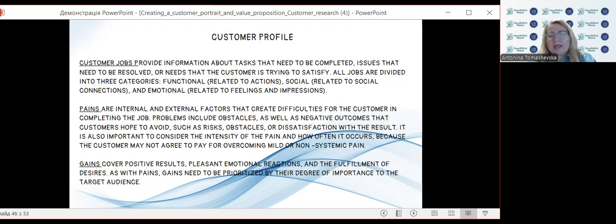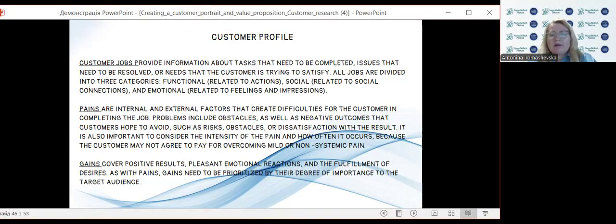Pains. Pains are internal and external factors that create difficulties for the customer in completing the jobs. Problems include obstacles as well as negative outcomes that consumers hope to avoid, such as risk, obstacles, or dissatisfaction with the result. It is also important to consider the intensity of the pain and how often it occurs, because the customer may not agree to pay for overcoming mild or non-systemic pain.